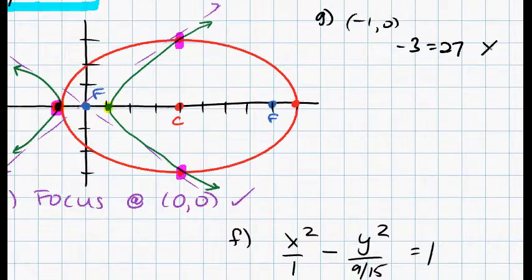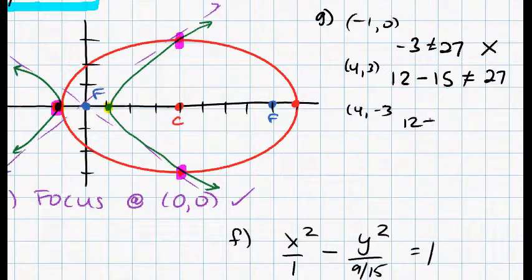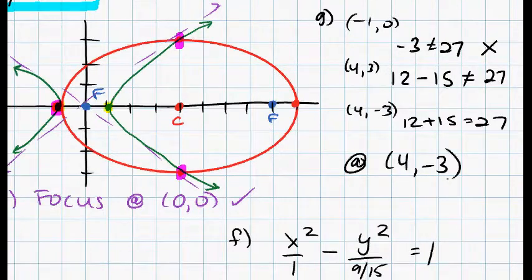Which is not the right answer. If you plug in 4, 3, 12 minus 15, that's not 27. So you try the last one, 4, -3. 12 plus 15 equals 27. You are at location 4, -3.